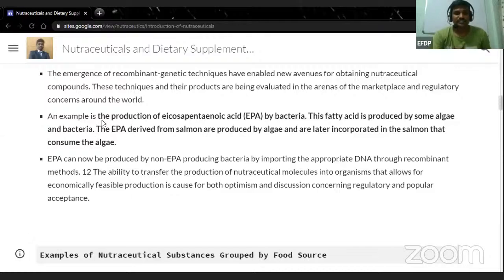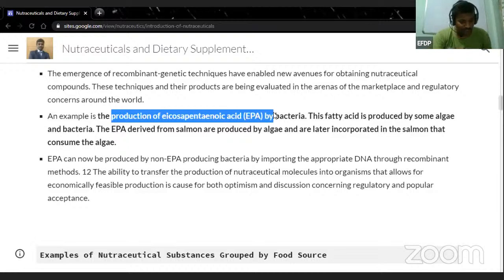See, production of eicosapentaenoic acid, that is known as EPA. Eicosapentaenoic acid is known as EPA. So that is by the bacteria, and this fatty acid is produced by algae and bacteria. It is not a food source. Algae and bacteria we are not utilizing for eating purposes, right? So it is not a food source.